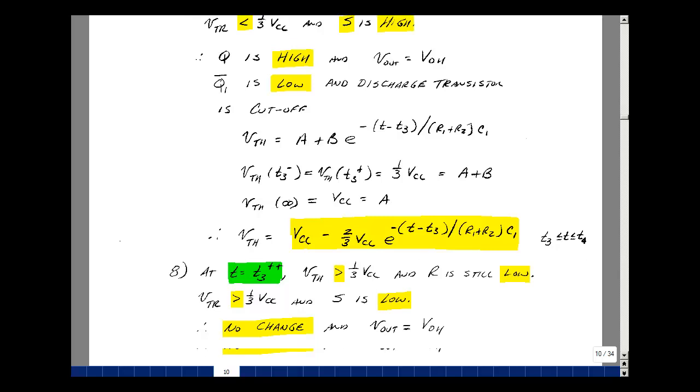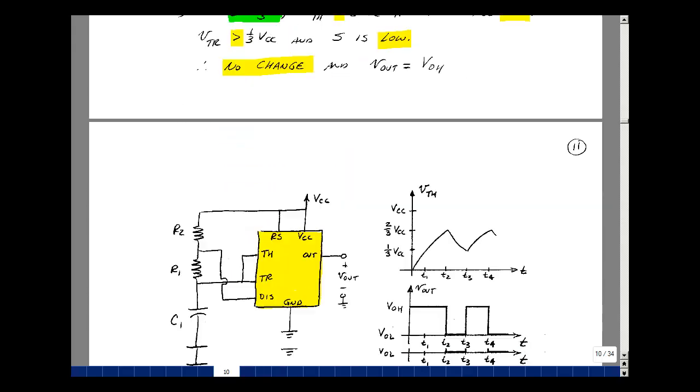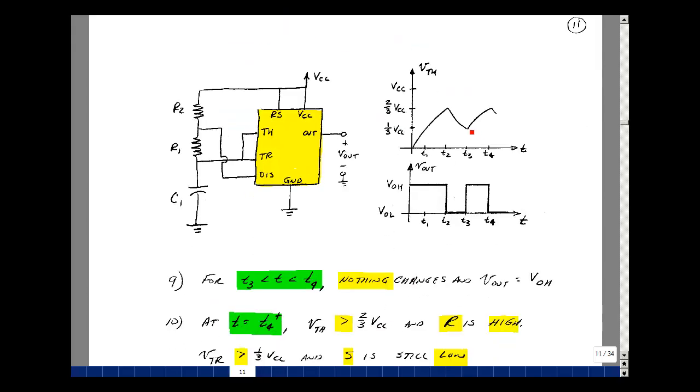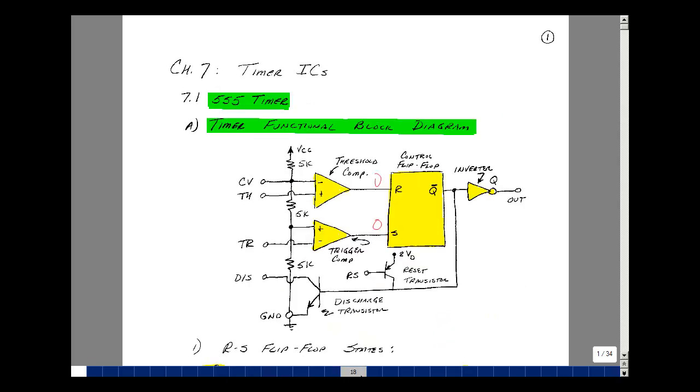Let's see what happens next. At time T3, the output went high, the discharge transistor was cut off, and then we started to charge towards VCC. At some time, say T4, we're going to cross 2/3 VCC again. So let's see what happens with our functional block diagram. Our trigger is greater than 1/3 VCC, so that difference is negative, so this is still logical 0. But now the threshold crosses 2/3 VCC, so this difference is positive, and that gives me a 1 on the reset line.